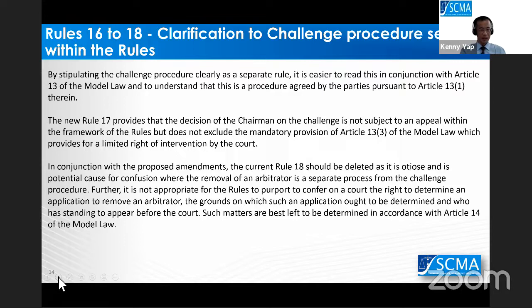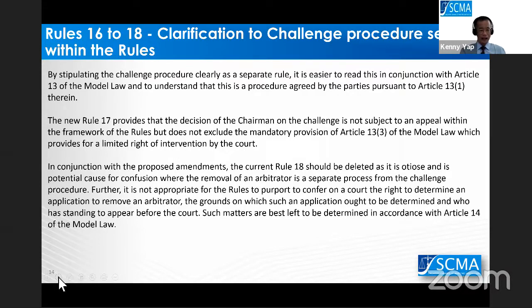So Rule 16 of the new possible rules will set out the criteria for the challenge. The next possible new rule will be Rule 16A. This is a new rule to be introduced just to set out the challenge procedure. By setting out the challenge procedure as a separate rule, hopefully this will make it easier to read in conjunction with Article 18 of the Model Law, and to understand that this is a procedure agreed by the parties pursuant to Article 13.1 of the Model Law. Substantively, the provisions will remain more or less the same. You still have to deliver your notice of challenge, the notice must contain reasons, and so on and so forth.